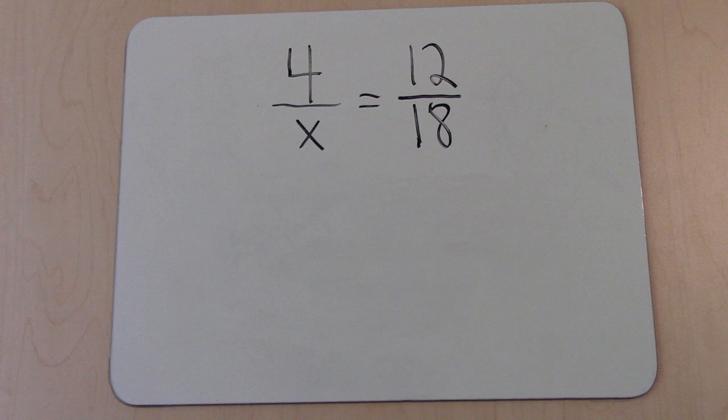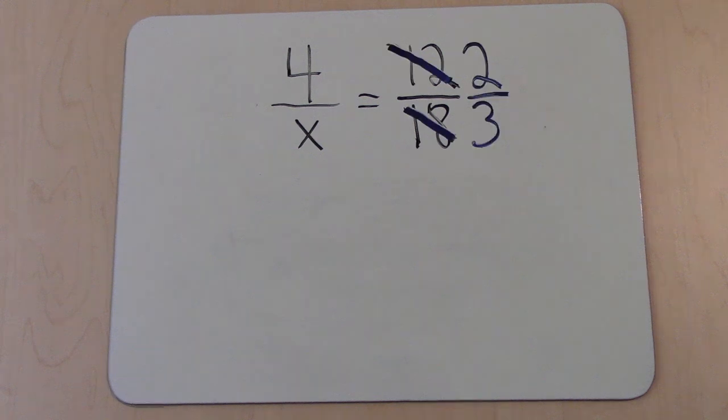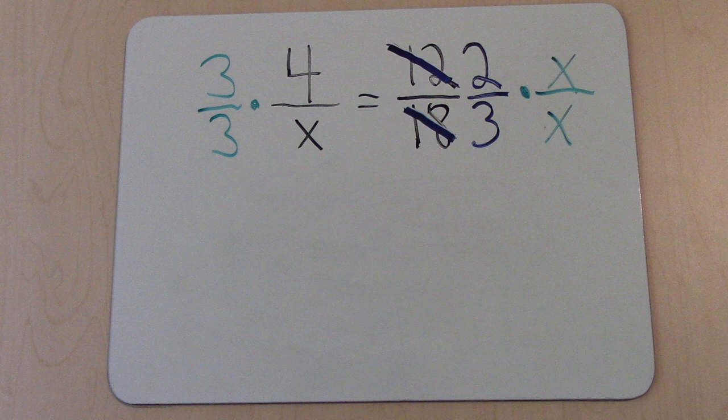So take a look. Do you see how we're going to simplify that fraction on the right side? Yep, that's right. We're going to divide the top and the bottom of that by 6. That gives us 2/3. And now the problem becomes a lot easier. Now we're looking at the bottom, and we need a 3 over 3 on the left. We need an x over x on the right. So now the bottoms are the same, and we can just write what we have at the top.